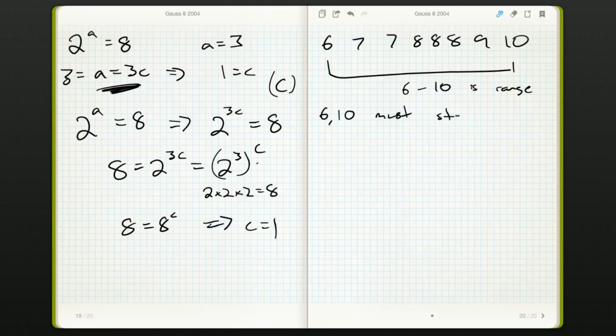So we can't remove 6 or 10, so those must stay. And 8 must stay, because we want to have the same mode. So 8s are the mode. That means we can either remove 7 or 9. Those are the ones that can be removed.